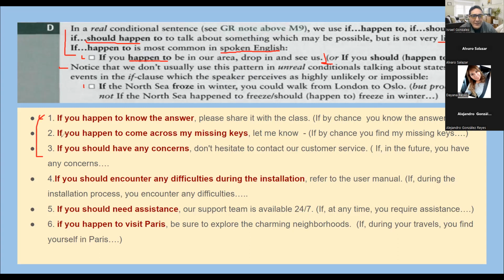So in these sentences, you don't think that it is very possible, but you still think that there is a chance. If you happen to know the answer, you still think that your students would know the answer. Maybe it is not very probable, but it could be possible. If you happen to come across, to find or to see, is kind of formal, this phrasal verb meaning encounter, meaning see. If you happen to come across my missing keys, please let me know.